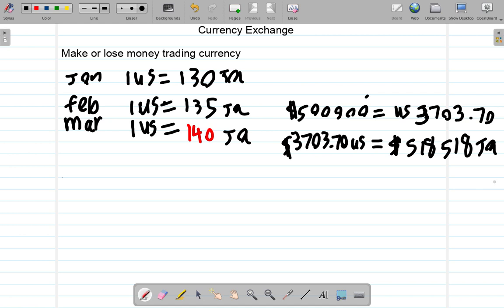They were saying that the Jamaican dollar is going to continue weakening, so they will buy US, and then in March they will change back. So they started out with 500,000 and ended up with 518,518. So they got wealthier. So they made money by trading in this currency. Okay.